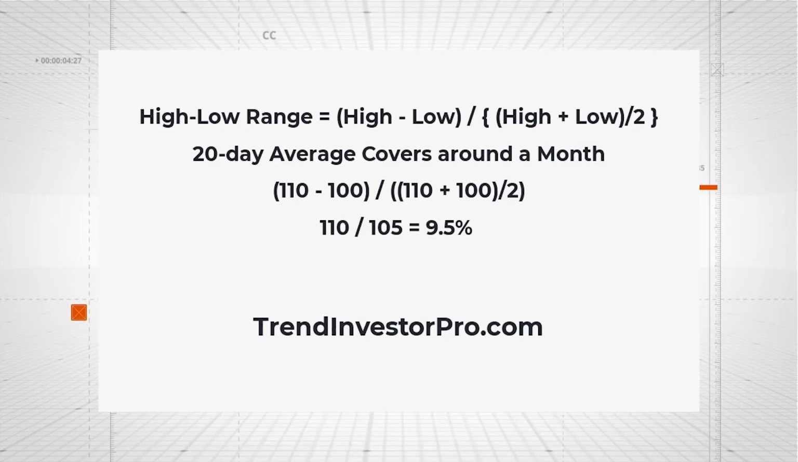So here's just a quick formula of high-low range percent. You can see it's the high minus the low, and then I take the average of the high and low, and I divide it by that to get the percentage. So basically, if you have 110 for the high, 100 for the low, that's going to be 10. And then the average of those two is going to be 105. And you divide 10 by 105, and you're going to get 9.5%. So you can see that's some pretty good volatility there.